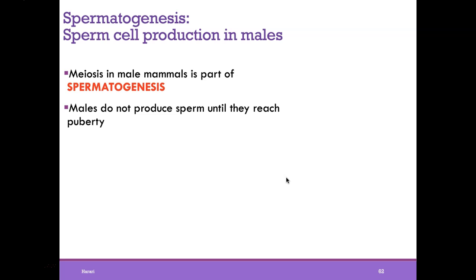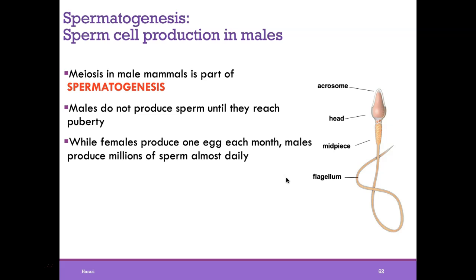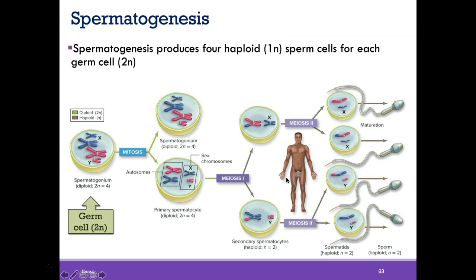So spermatogenesis is sperm production in males. So meiosis in male mammals is part of spermatogenesis, and males do not produce sperm until they reach puberty. And while females produce only one egg around each month, males produce millions of sperm almost every day. So spermatogenesis will give us 4 haploid sperm cells for each germ cell that undergoes meiosis.